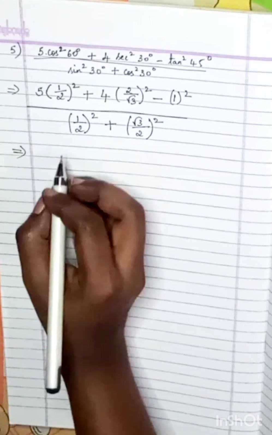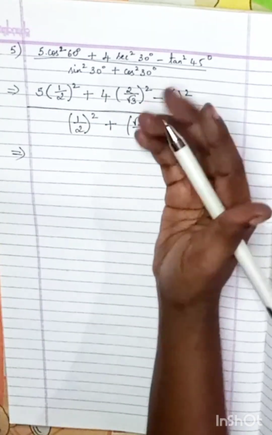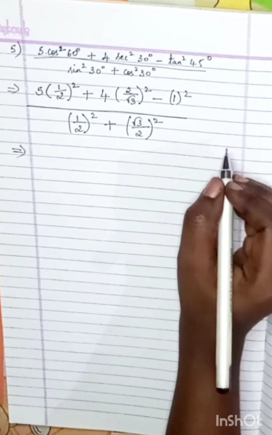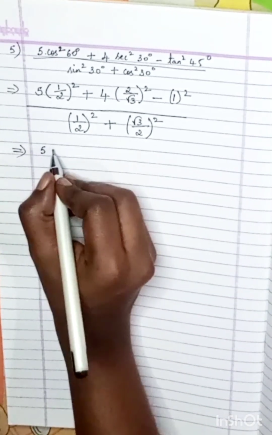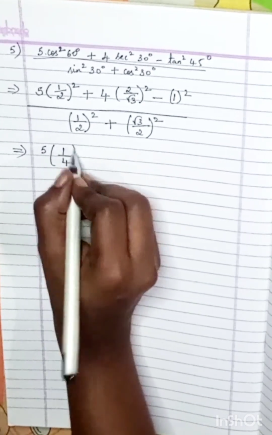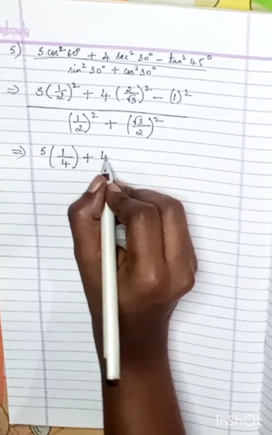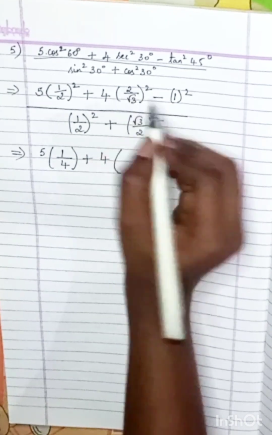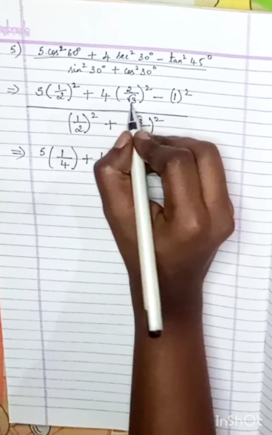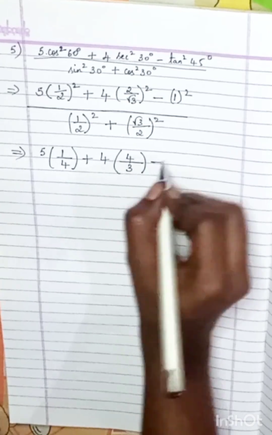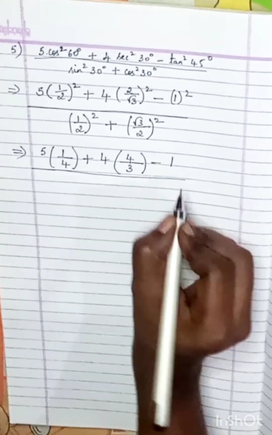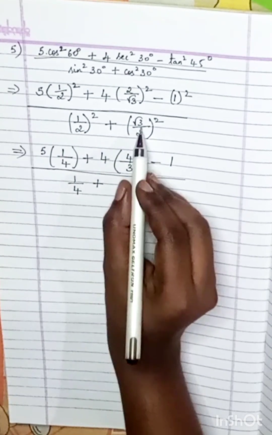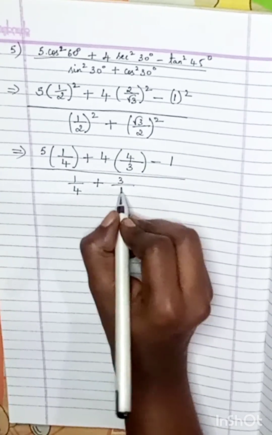Next step, let us open up the brackets. So for opening up the brackets, we have to solve it, which means they're saying 1 by 2 the whole square. So 1 by 2 the whole square is 1 by 4. So 5 into 1 by 4. So now this 2 is gone, plus 4 into 2 by root 3 the whole square, which means 2 is multiplied 2 times. Root 3 is also multiplied 2 times. 2 2s is 4. Root 3 into root 3 is 3. Minus 1 square, 1 1 is 1. Whole divided by 1 by 2 the whole square, it is 1 by 4, plus root 3 by 2 the whole square, it is 3 by 4.